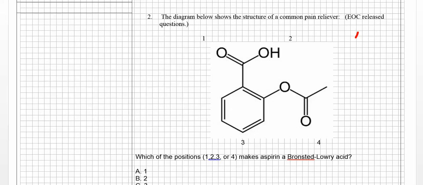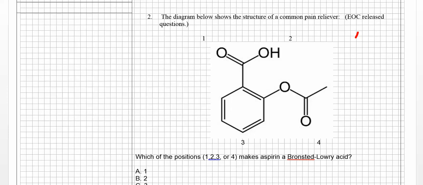All right, let's take a look at the second question. It says the diagram below shows the structure of a common pain reliever. This is an EOC released question. Now, first of all, don't let the structure scare you. This is what is called an organic molecule, and those little lines indicate the bonds between carbon atoms, and carbon and oxygen, and carbon and hydrogen.